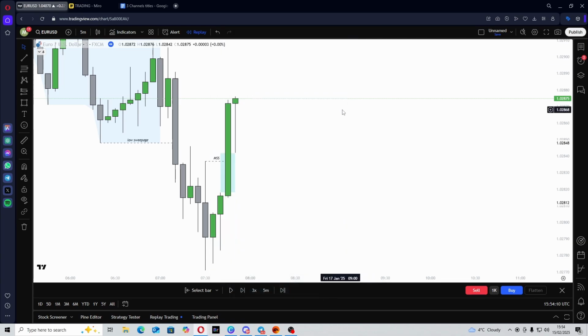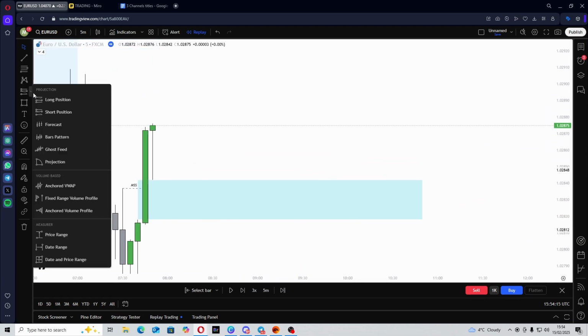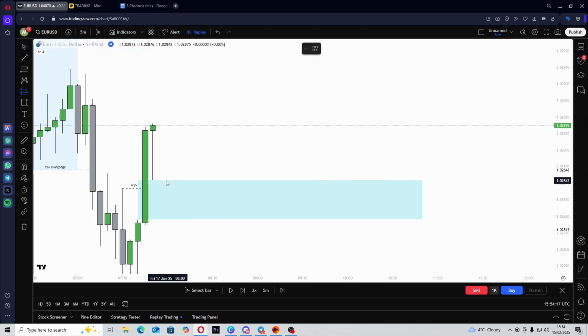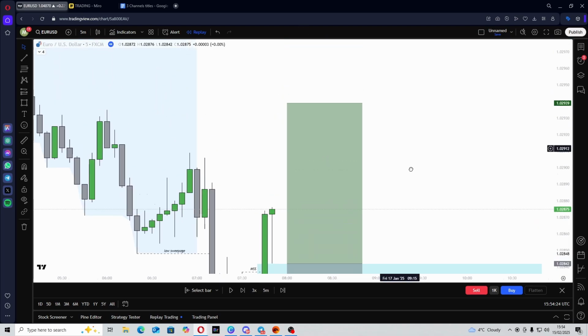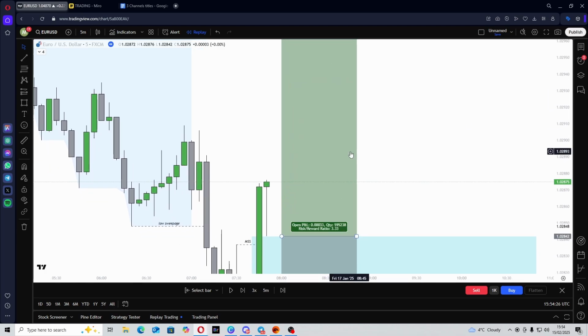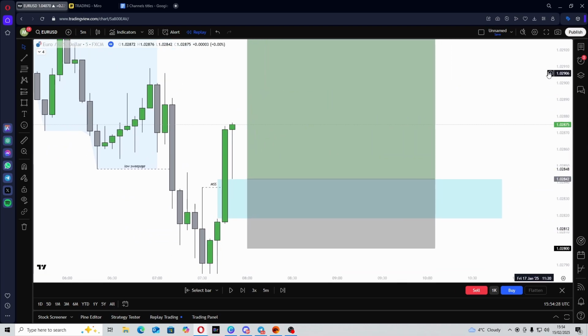But anyway, this is the fair value gap, and now all we need to do is very, very simple. We need to just put in a long position anywhere around here, and now all we're going to be doing is placing my stop loss just anywhere below here and placing my take profit at a 1 to 3 risk to reward ratio. Okay, so easy, so simple. Now it's a 1.33, okay, whatever, it's the same thing.